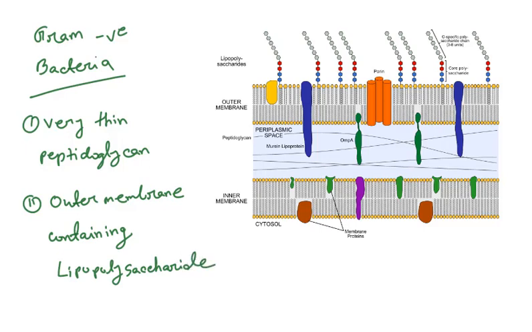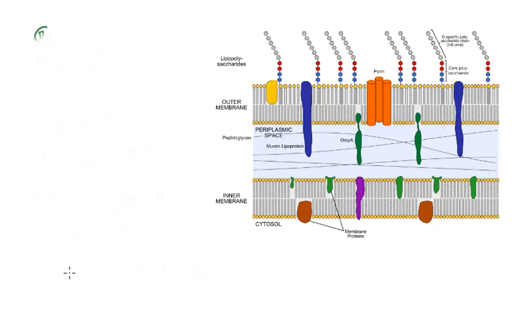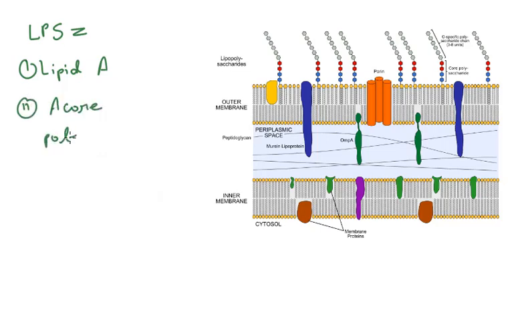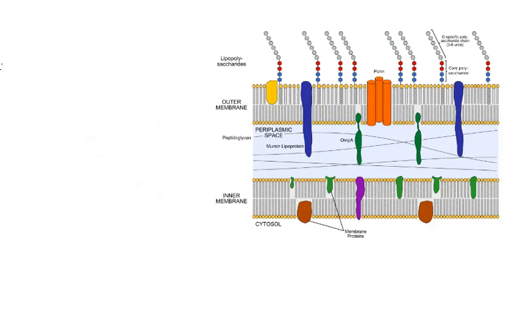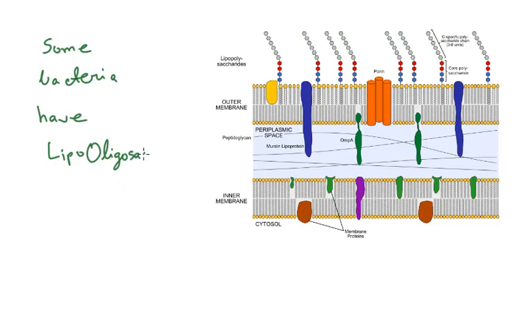This lipopolysaccharide is made of three parts. The first part is lipid A, the second part is the core polysaccharide, and the third part is the outer O antigen. Most of the bacteria have lipopolysaccharides, true, but some bacteria have lipo-oligosaccharide. For example, Neisseria meningitidis, Neisseria gonorrhoeae, and Haemophilus ducreyi all have lipo-oligosaccharide instead of lipopolysaccharide.